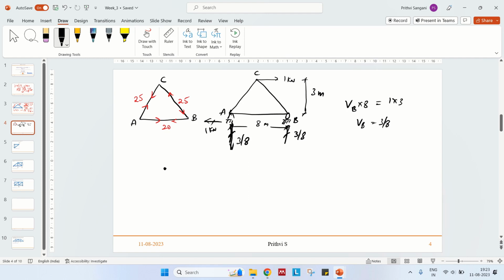So let us say this is point A. This is AC, FAC, and this is FAB. Again, you have a support reaction which is downwards, 3 by 8, and you have a support reaction towards the left. Let us take this as vertical and let us take this as theta. If this is theta, that means the adjacent side is 3 meters divided by 5 meters.